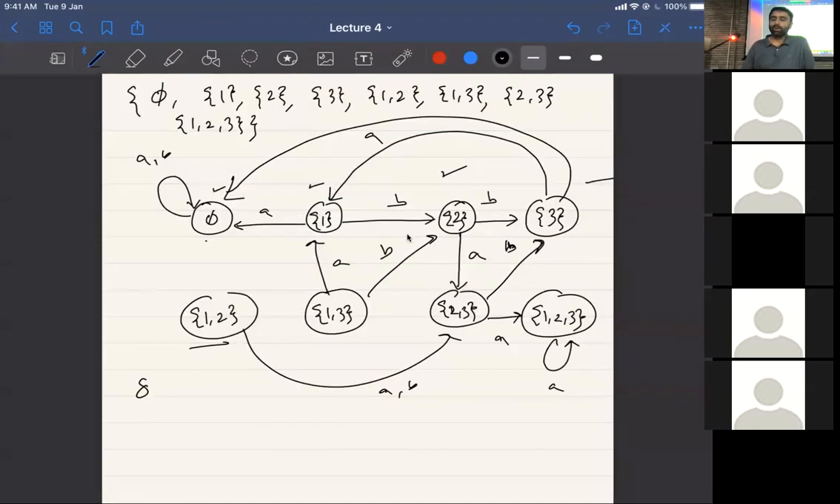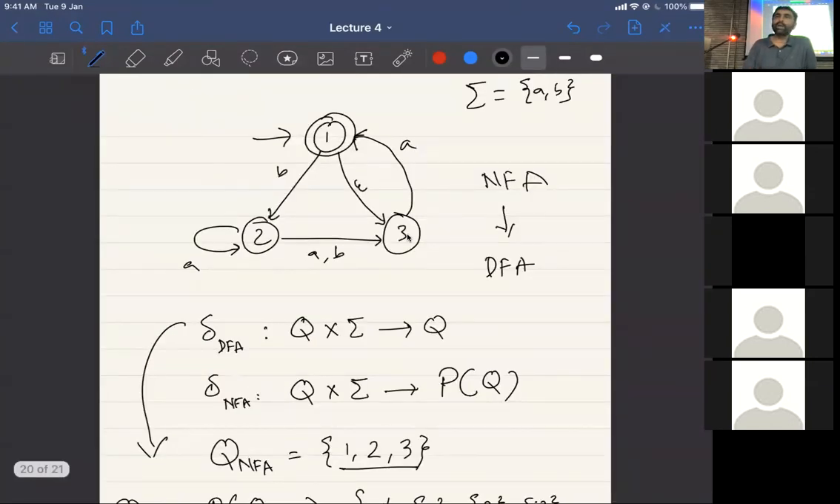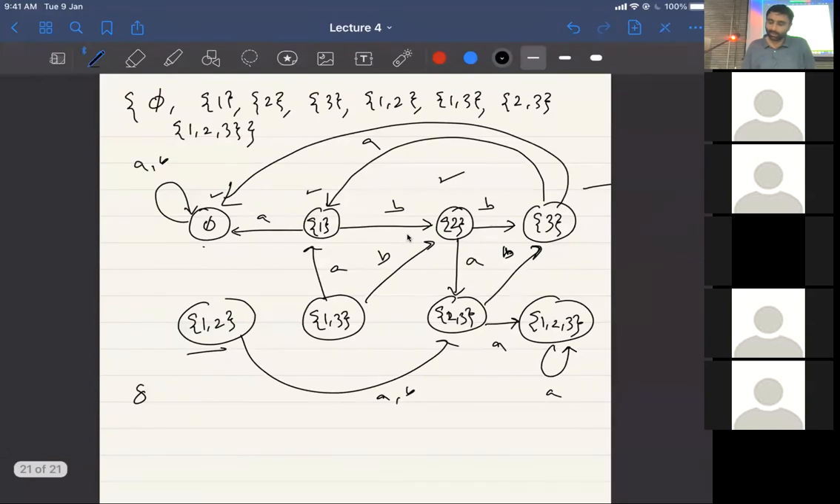Let's talk about B. When the machine is in 1 and reads B, where does it go? 2. When the machine is in 2 and reads B, where does it go? 3. When the machine is in 3, reads B, where does it go? Nowhere. So the only thing where it goes is 2, 3. So where is 2, 3? Here.